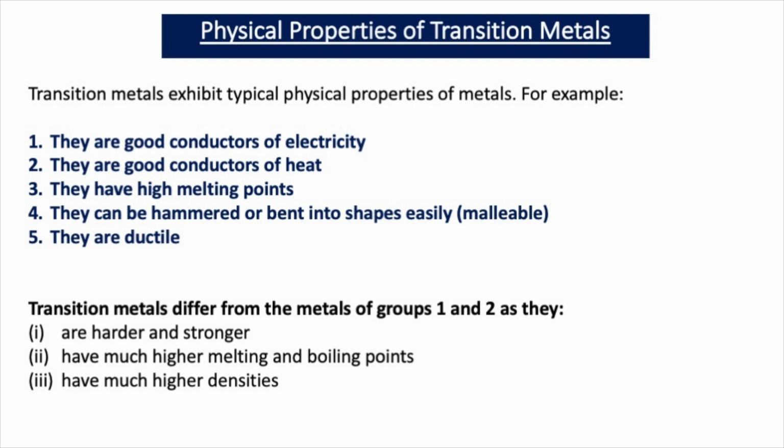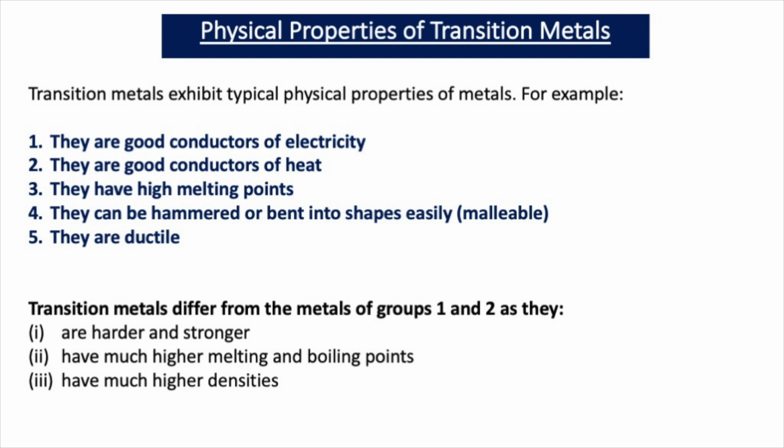Now, the reason transition metals have these properties is all down to their bonding. The bonding that exists in transition metals is metallic bonding, and this is where you have positive metal ions surrounded by a sea of electrons, and the attraction between the positive metal ions and the electrons is the metallic bond.